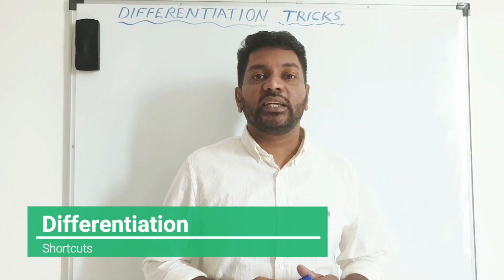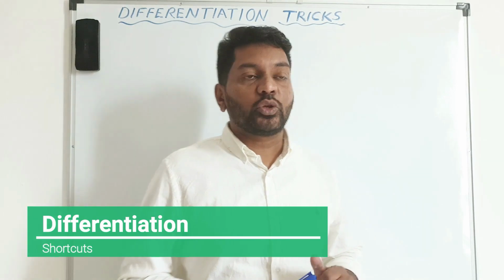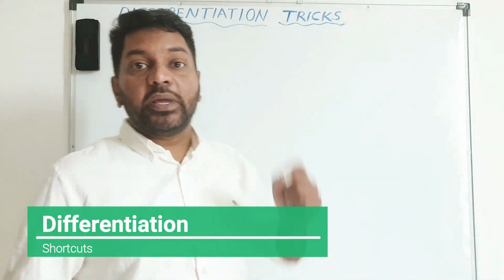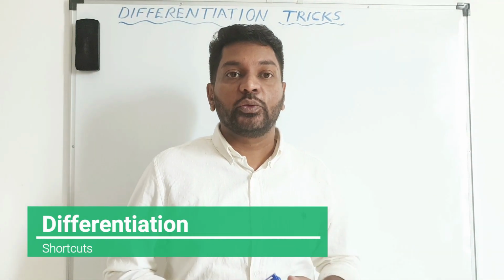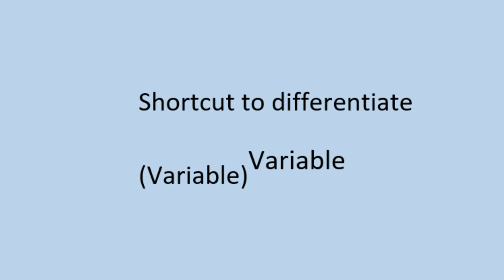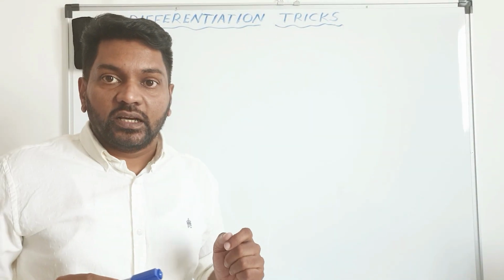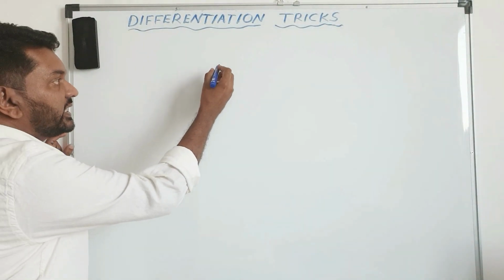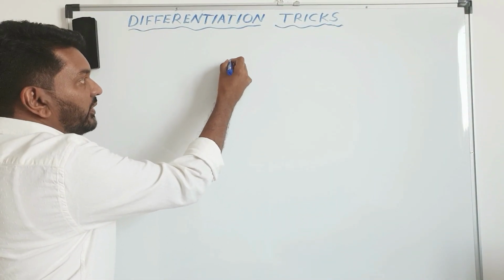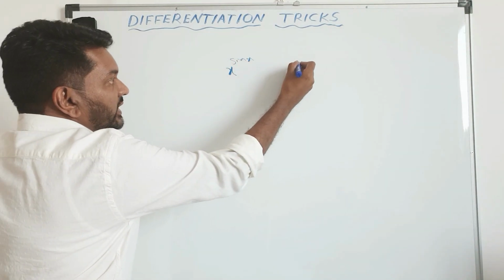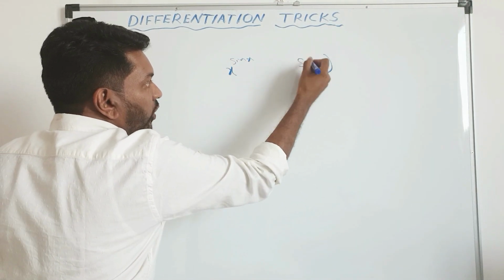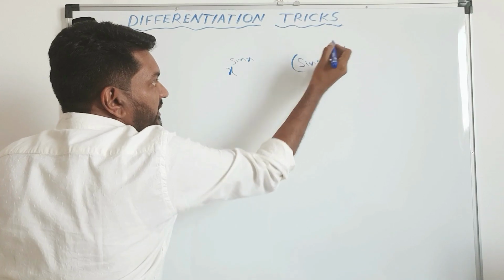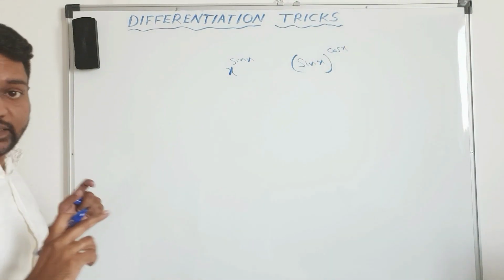Today we will be discussing some tips and tricks from the topic differentiation, which will be helpful for you to solve MCQs very easily. The first trick we are going to see is how to differentiate a variable to the power of another variable, like x to the power sin x or sin x to the power cos x. These types of questions are there in the NCERT book.